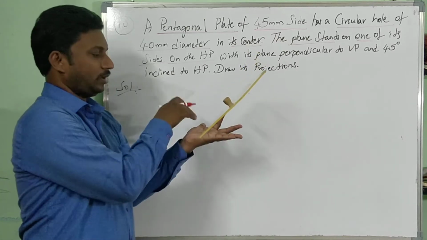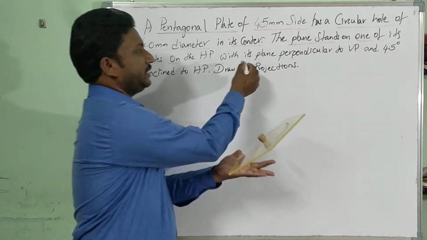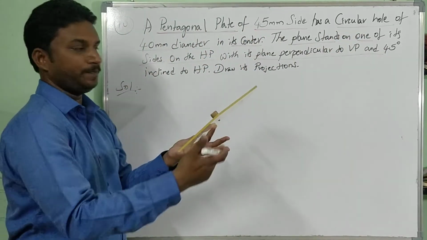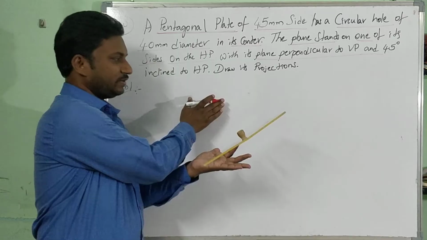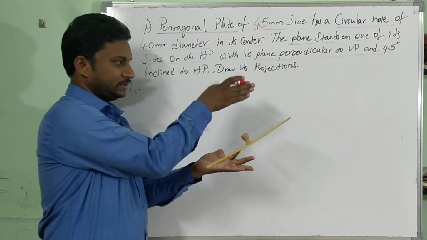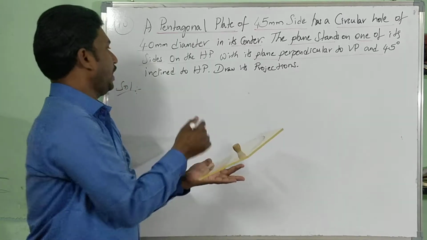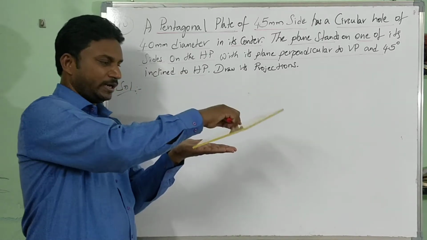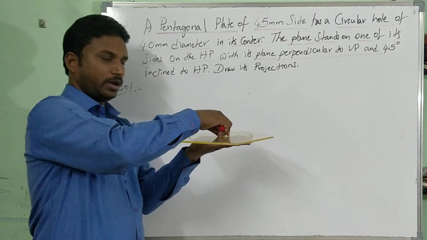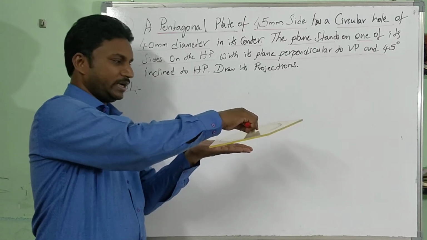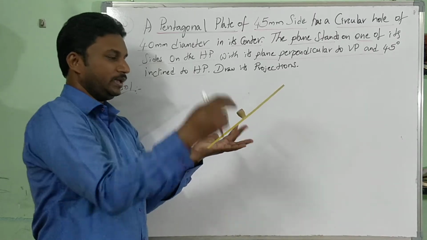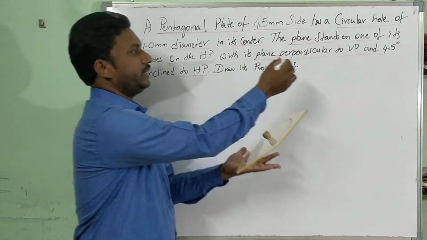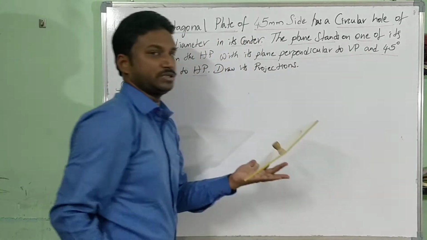Standing on the horizontal plane on one of its sides with its plane perpendicular to VP. This is the plane perpendicular to VP, a vertical plane, 90 degrees. It's perpendicular and 45 degrees inclined to HP. When this is on one side, it will be totally on HP. With respect to that one side, it's being lifted such that the angle with respect to HP is 45 degrees. That's given. Draw its projections.